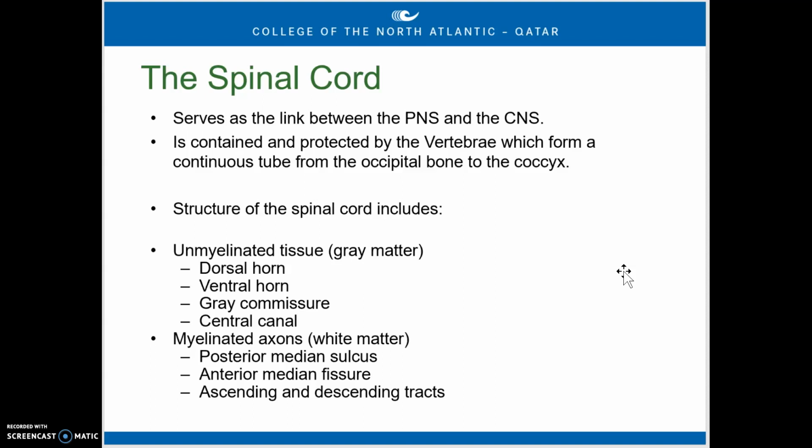So information gathered from the sensory neurons is most of the time brought back to the spinal cord, where it's relayed to the brain. The spinal cord is contained and protected by the vertebrae of the skeleton.